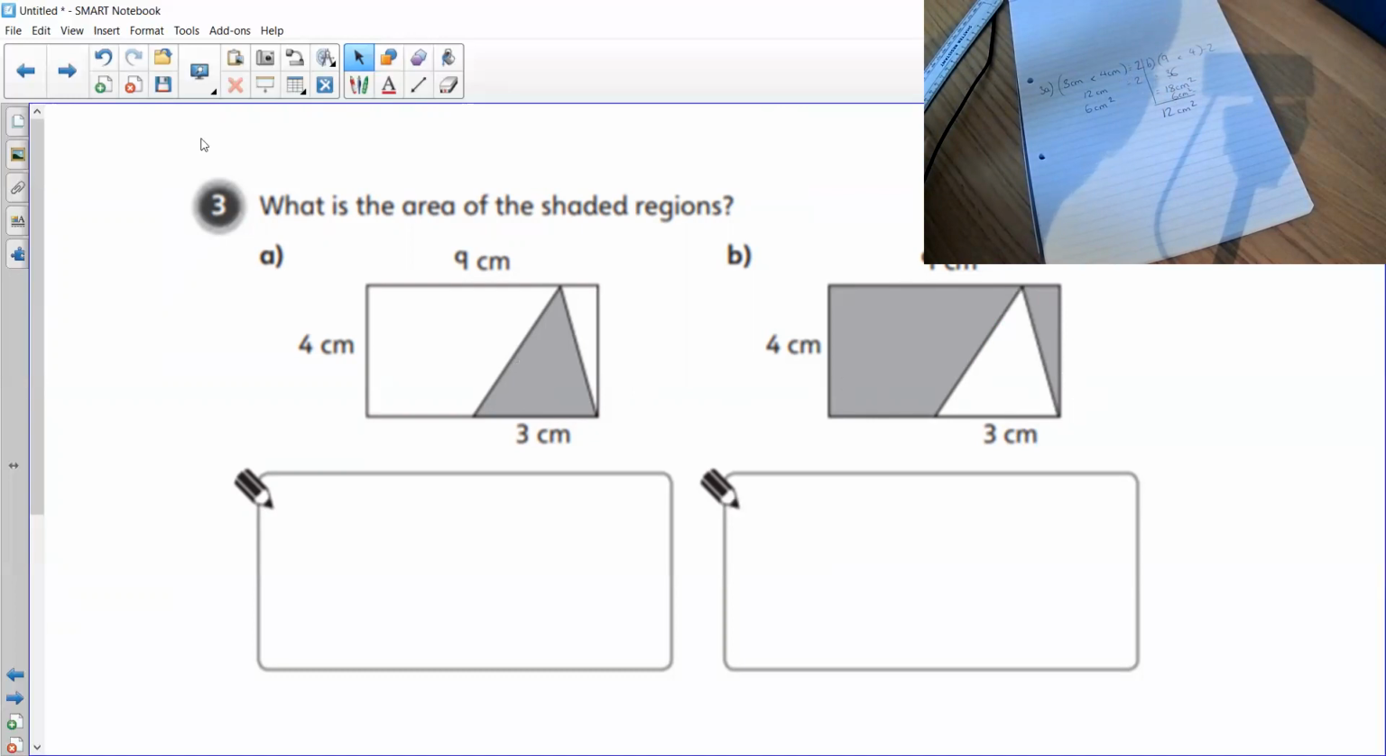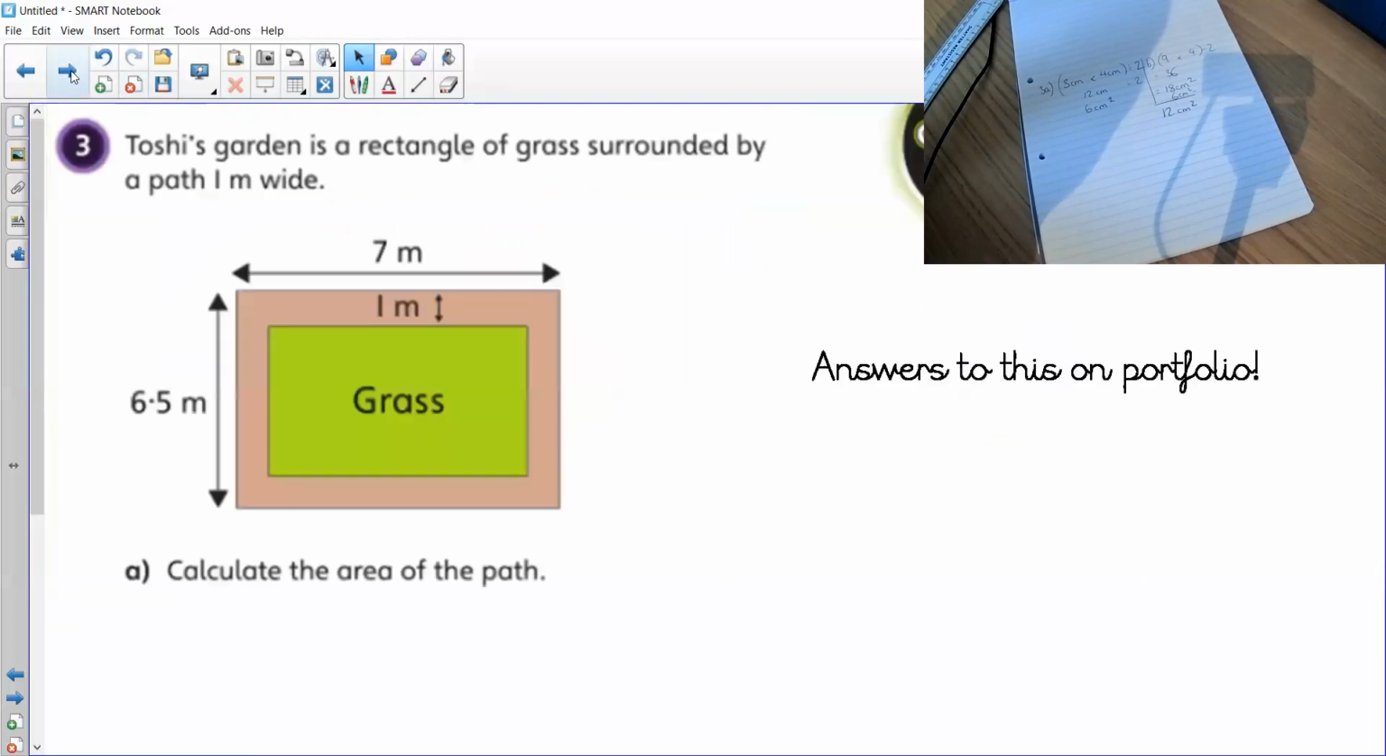Okay, right. Last bit of today's maths lesson is on your portfolio. It's a hard question. It's very similar to the path question we had earlier. Toshi's garden is a rectangle of grass surrounded by a path 1 meter wide. I want to know the area of the whole path. Now we've been told the area of the whole garden, including the path: 7 meters there, and this is 6.5 down. And we've been told that the path is 1 meter in width.